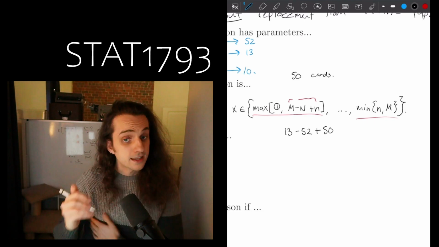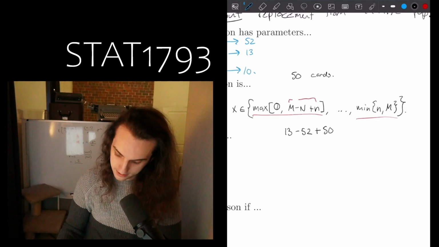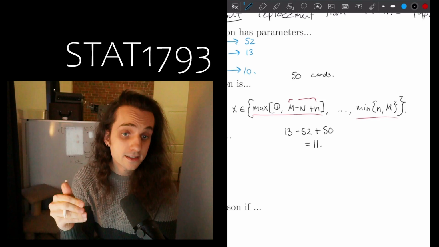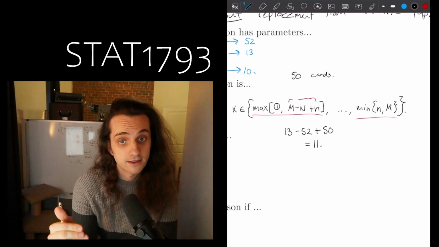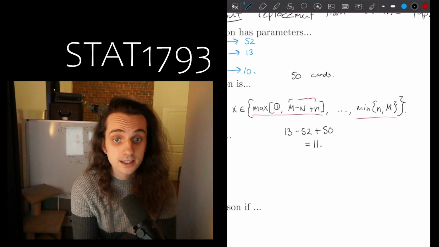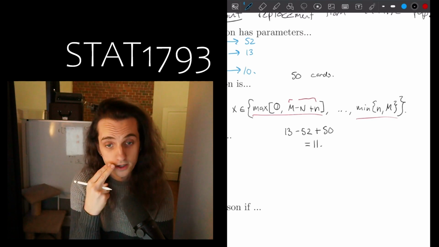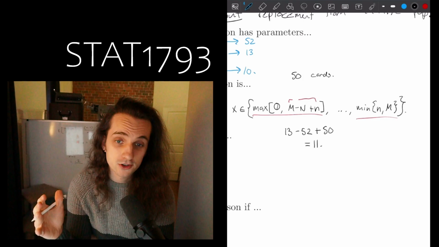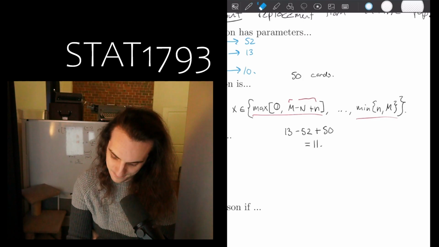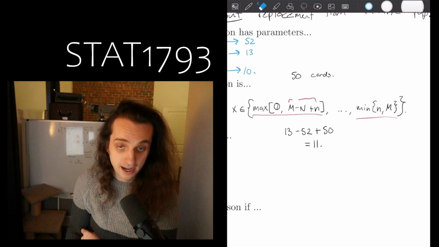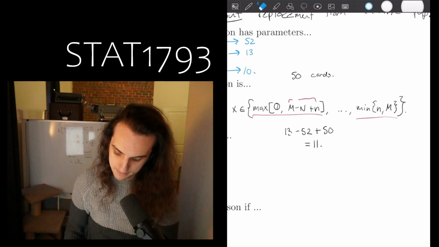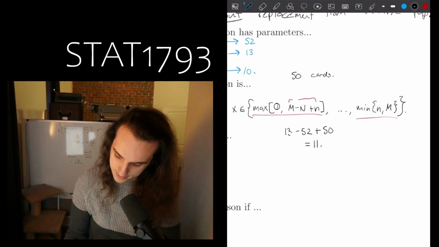So in this case, if we actually work through the math, we're going to find that this is 11. The idea is that the smallest number of spades that you could have if you draw 50 cards is going to be 11, because at most 2 of them aren't going to be spades, and so you have to have at least 11 of them. Again, apologies for the confusion there, but you're going to have at least either 0 or m minus n plus n. And why do we take the maximum here?